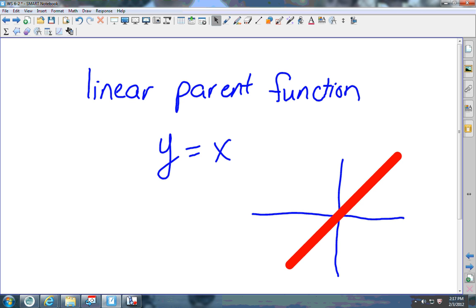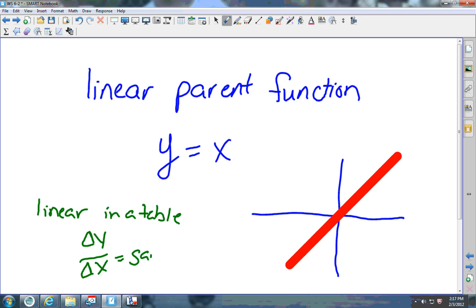Now, the other thing is, if it was in a table, how do you know it's linear in a table? What do you first have to find? To see if something is linear in a table, you have to look and see if delta y divided by delta x is the same. That's because on every step up on a line, it should be the exact same.